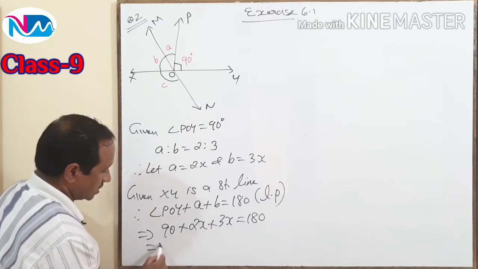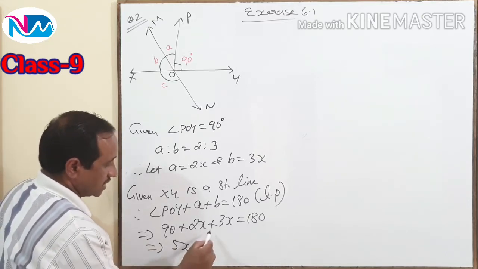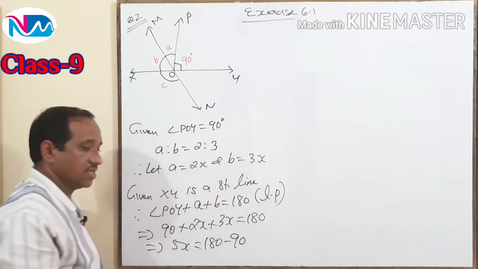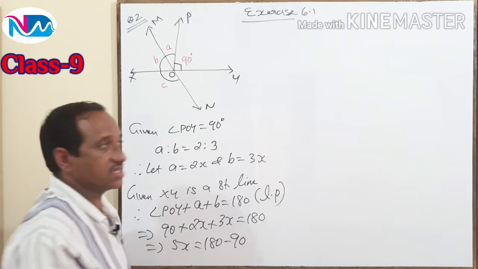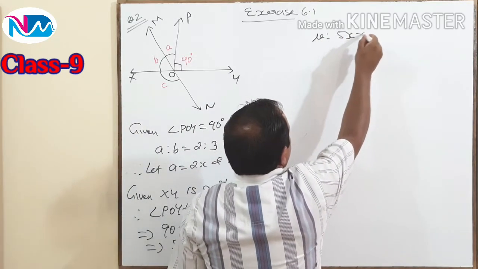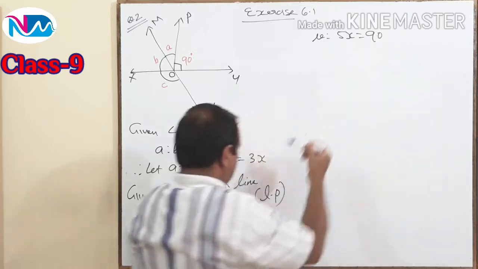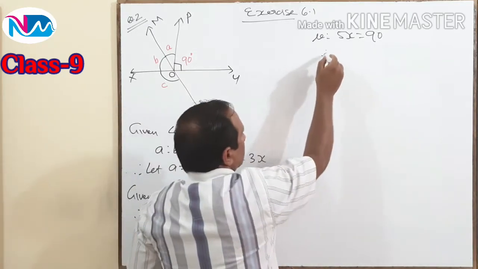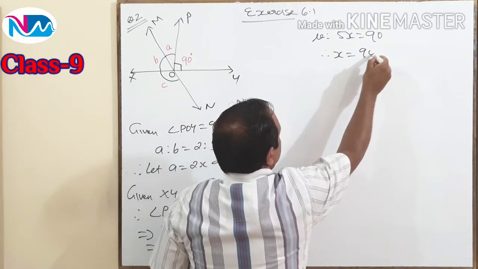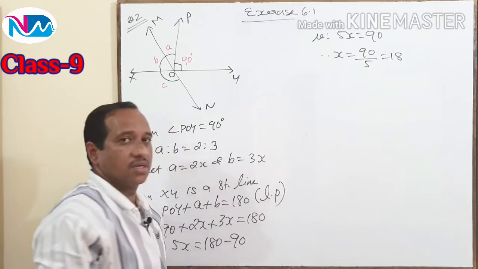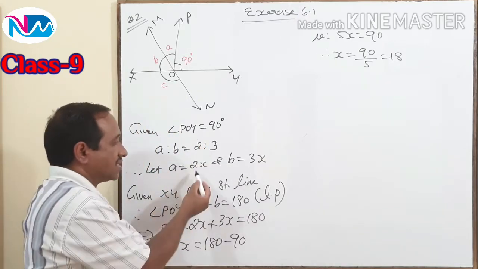2x plus 3x, 5x, plus 90 is equal to 180. 90 will go as minus 90. That is 5x is equal to 180 minus 90, which is equal to 90. Therefore, we can say that x is equal to 90 by 5, which is 18. So we have the value of x.